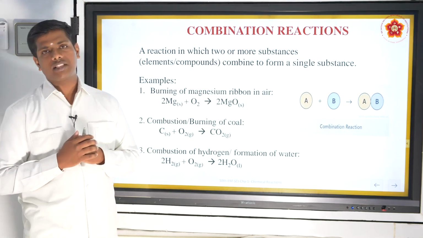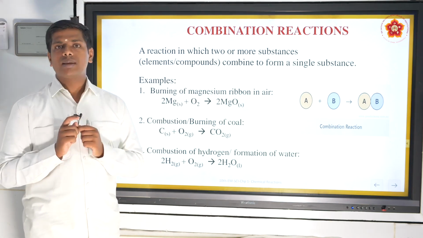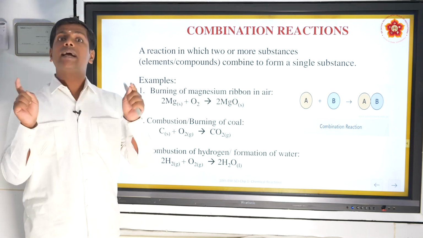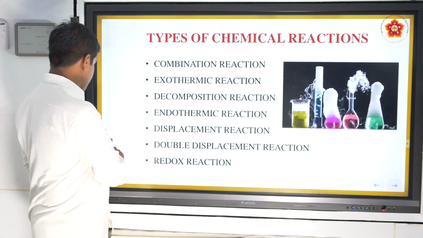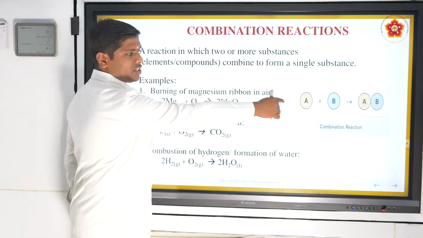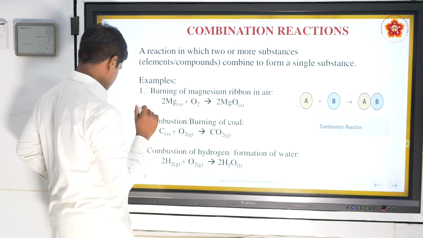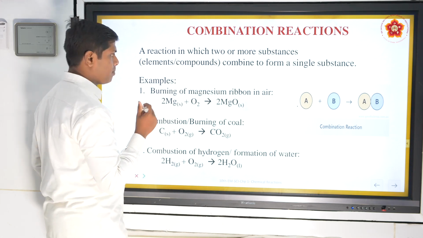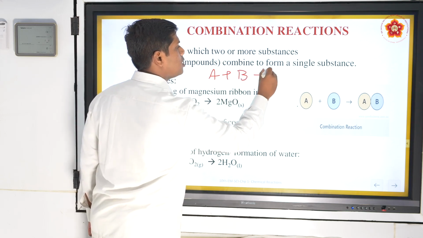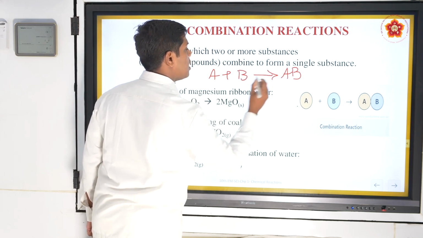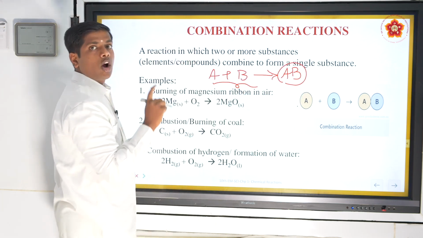What is a combination reaction? Children, in the word combination, you will see two or more substances added or combined to form a single product. That is the basic idea. Let us look at the general equation: A plus B gives AB. It means if two or more substances combine to form a single product, it is known as a combination reaction.